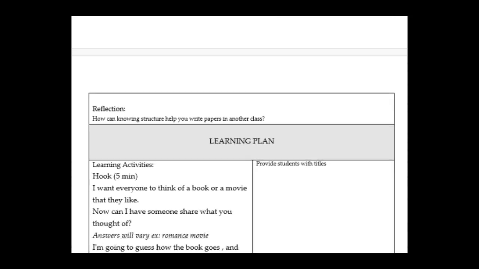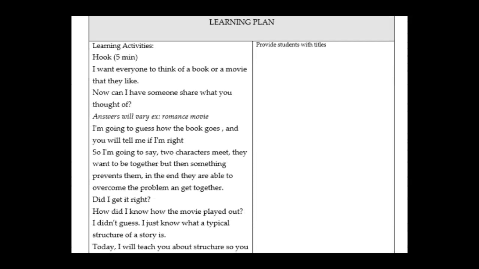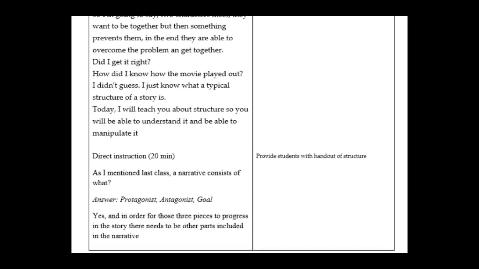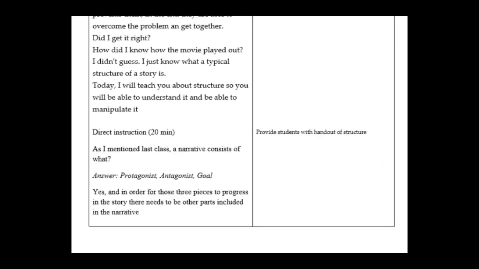Okay, in the learning plan, you go back to the same hook, thinking of a book or movie you like, and pre-guess the structure, and so that's good, right? And then I like your transition into that this time, that you'll teach them about structure so they can understand it, manipulate it. Providing students with a handout is some good differentiation there.